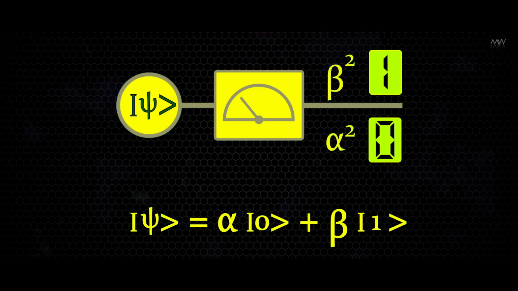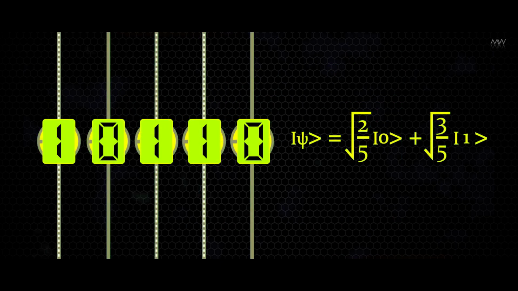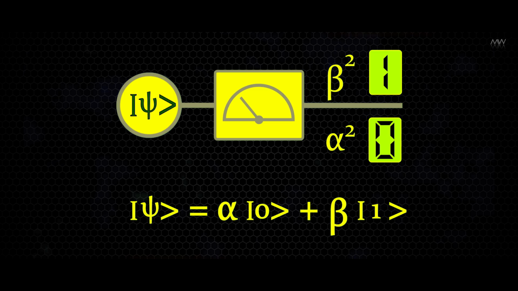For example, for our case in which the qubit gave 0 with a probability of 2/5 and 1 with a probability of 3/5, alpha would be equal to the root of 2/5 and beta to the root of 3/5. However, the amplitudes can take other values.